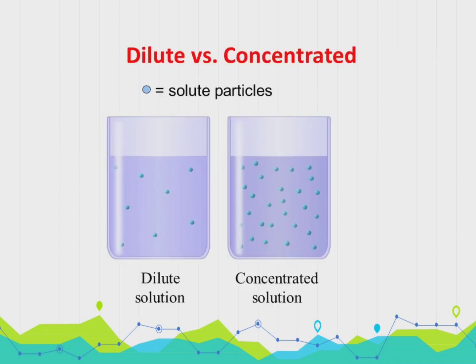So depending upon the amount of solute in a solution, we may have two types of solution. The solution may be dilute or concentrated. It totally depends on how many solute particles are present in the solution. If the amount of solute particles present in a solution is very small, then the solution is considered dilute, and if the solute particles are present in a very great amount, then that solution is considered a concentrated solution.